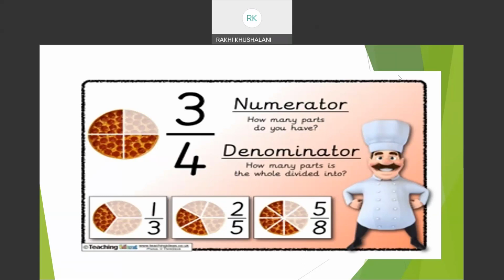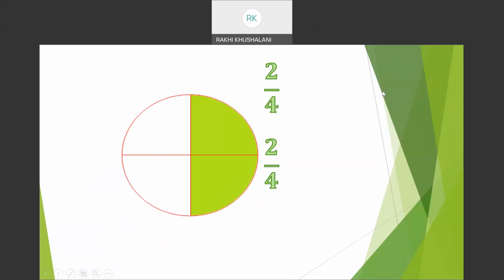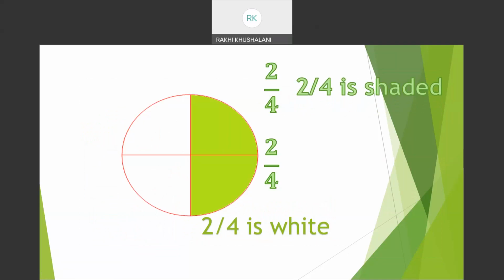Okay, so let's move ahead. This is what we shared. It's a circle where 2 parts are green and 2 parts are white. So when I have to represent, I will say 2 by 4 is shaded and 2 by 4 is white.